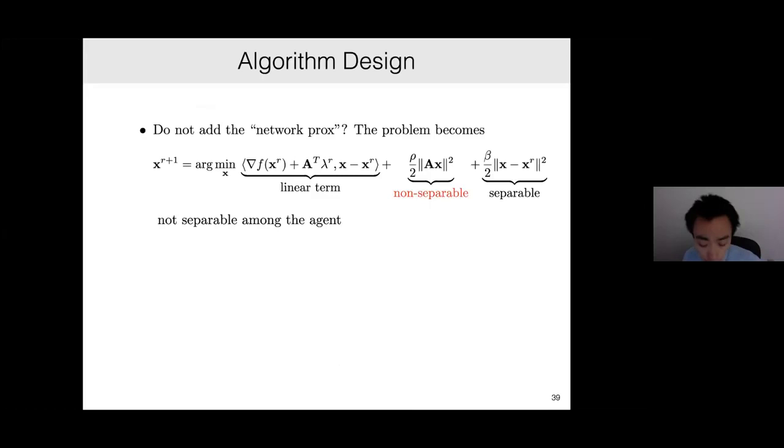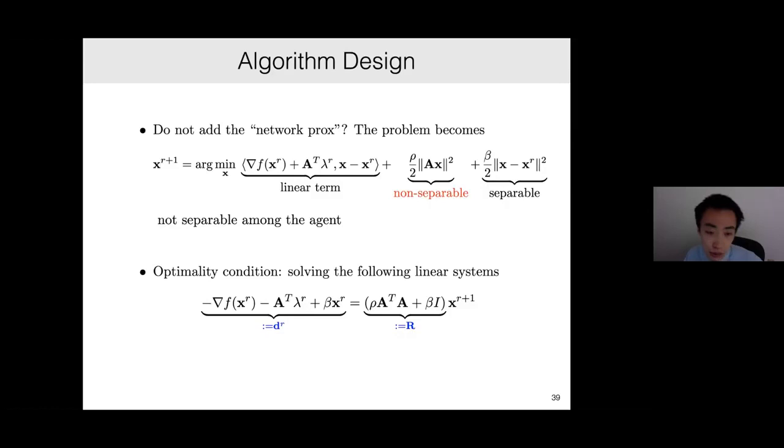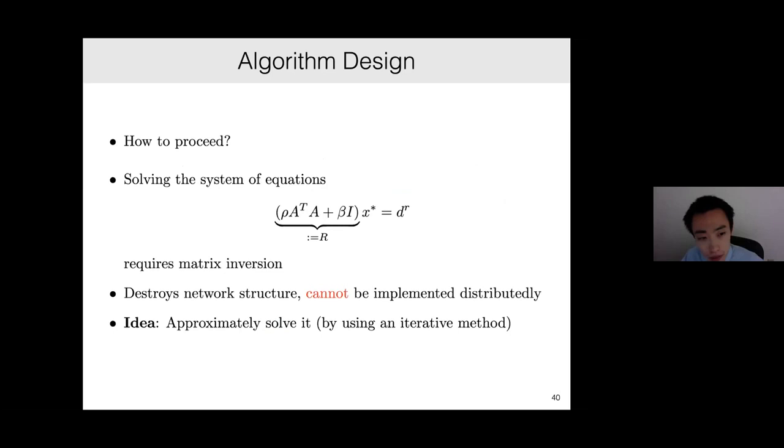The natural solution is to remove those network proximal terms. Then the problem becomes like this line. To solve it, we can just take the derivative, set it to zero, and find the optimality condition. Basically, solving this is solving the following linear system. How do we proceed? We just solve this system of equations. But to solve it, we need the inverse of this matrix R, which is basically the inverse of A transpose A. This actually destroys the network structure, and this cannot be implemented in a distributed way. This is the reason why previous works are not doing this, and they have to add those proximal terms for the network and make the algorithm slow. But to really get a faster algorithm, you have to do this, but it is not distributedly implementable.